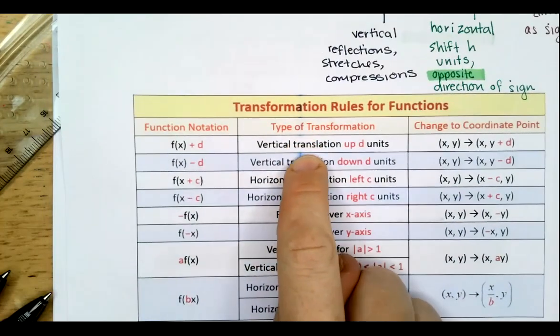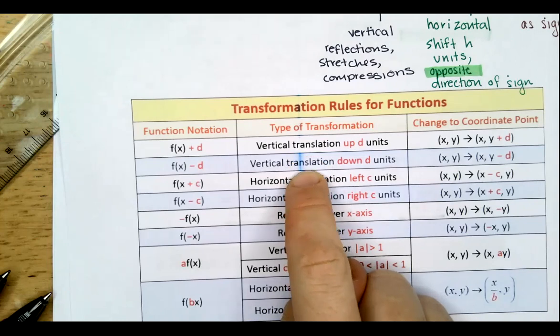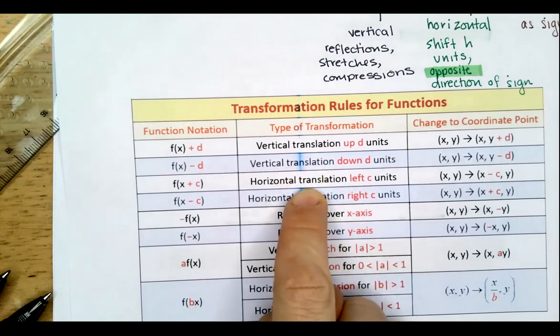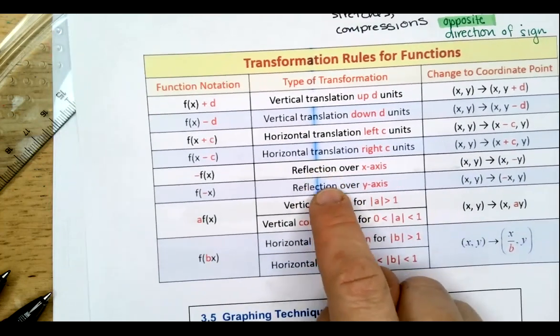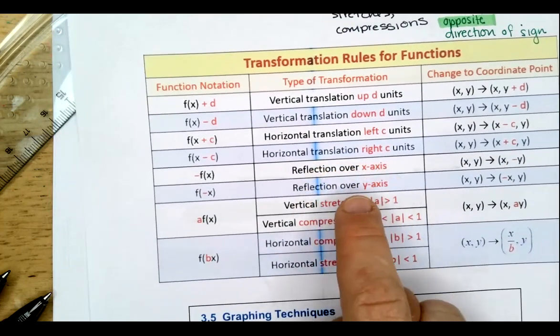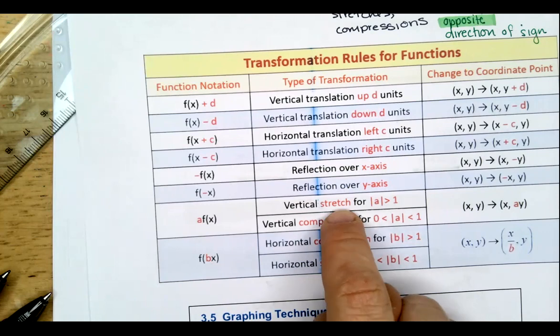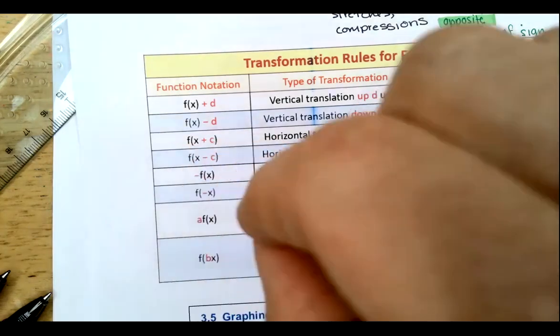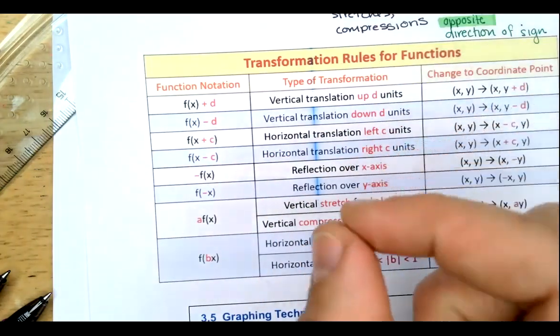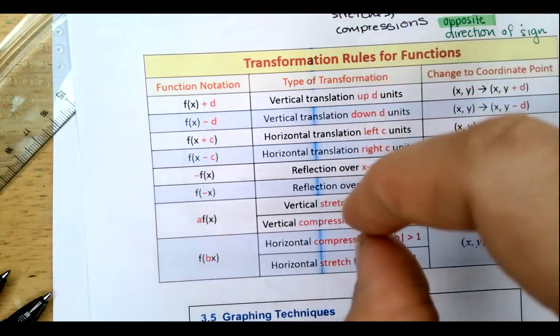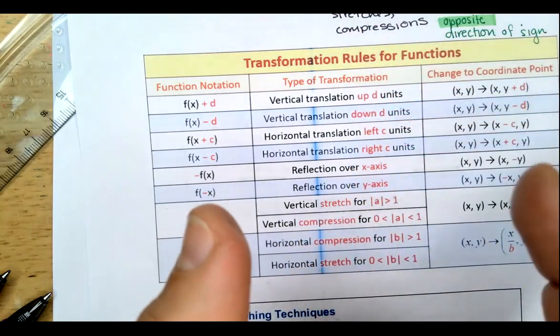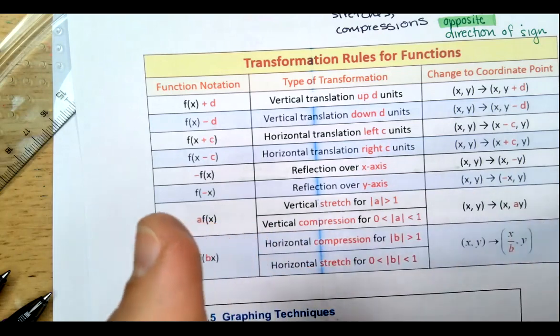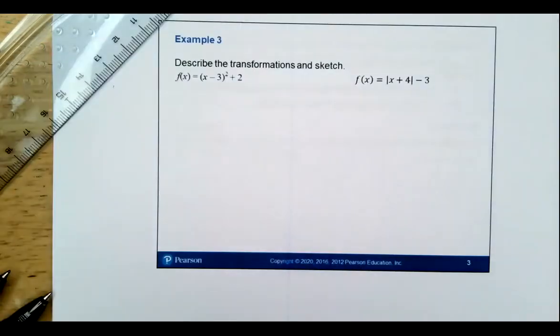Type of transformation, we've done a vertical translation up, translation down, horizontal shift or translation left, horizontal translation right. We're now going to cover reflection over the x-axis, reflection over the y-axis, vertical stretch, vertical compression, horizontal compression, horizontal stretch. The timing was not right there. Okay.